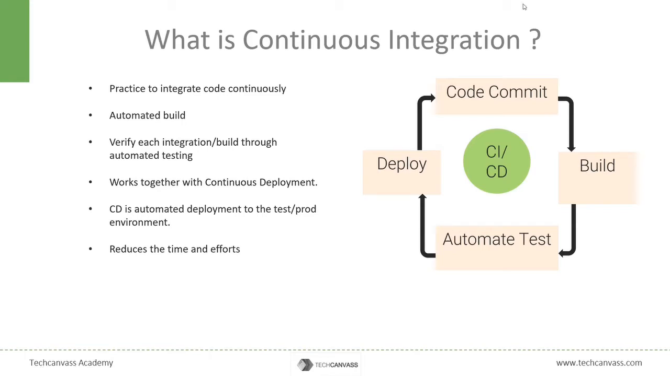On the right-hand side, we can see the CI/CD cycle. As a first step, developers commit the code. So first step is code commit. Then second is automated build, that is compiling the applications and all its libraries. The third step is automated testing, that is verifying the code changes. And last part is deployment or delivery, that is releasing the code into a higher environment.